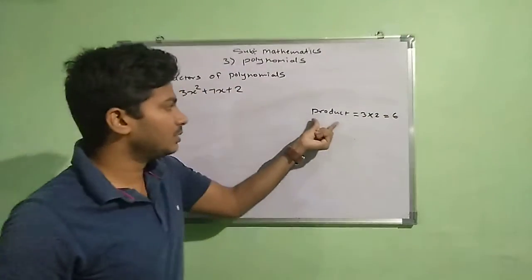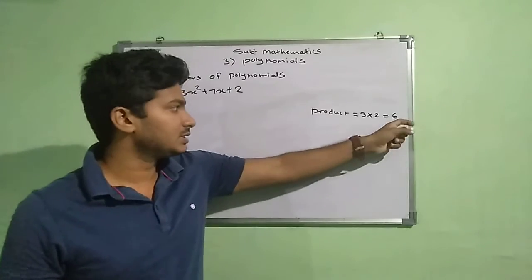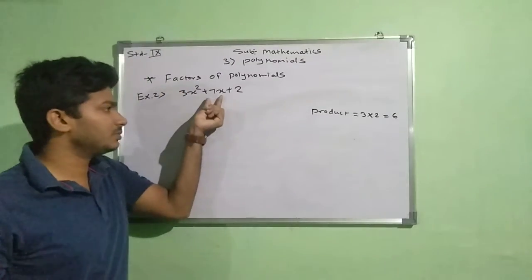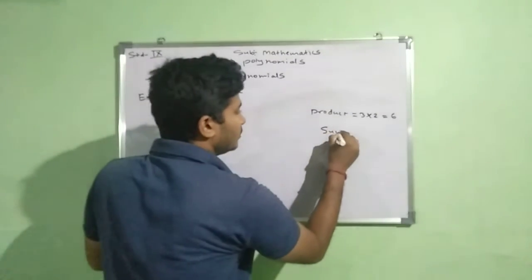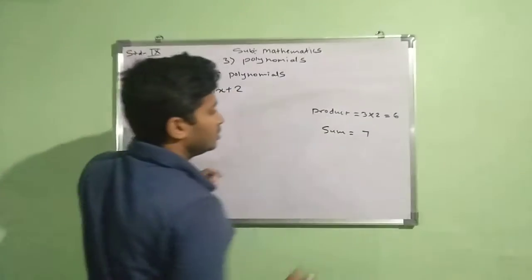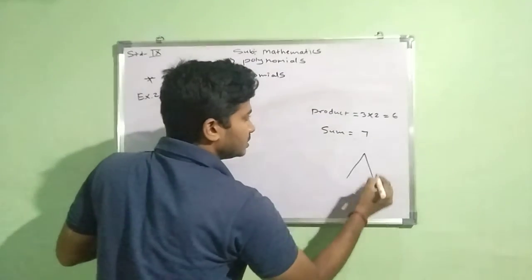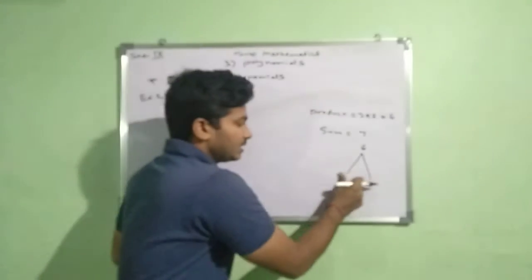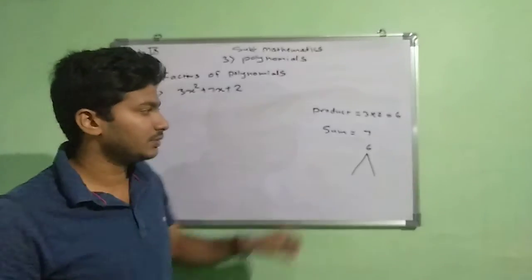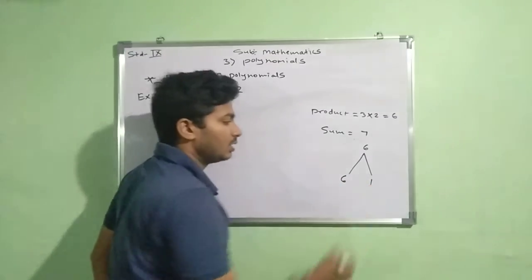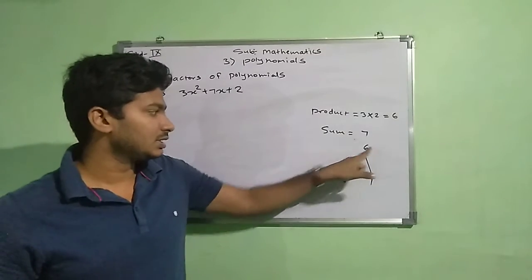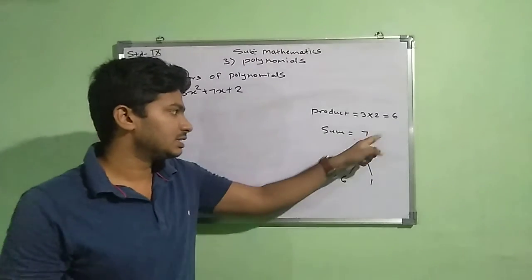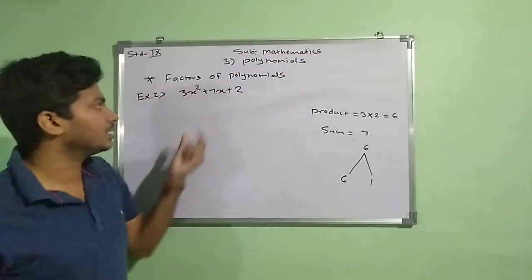So we have to find two numbers whose multiplication is 6, and the sum will be the middle term, which is 7. Their multiplication should be 6 and the sum we want is 7. If you take 6 and 1, 6 multiplied by 1 is 6 and 6 plus 1 will be 7. So those numbers will work as the factors.